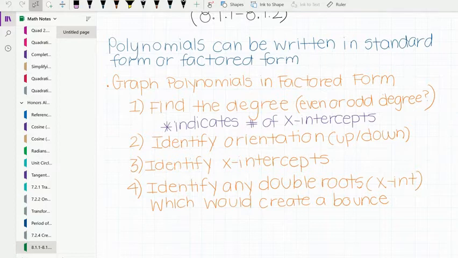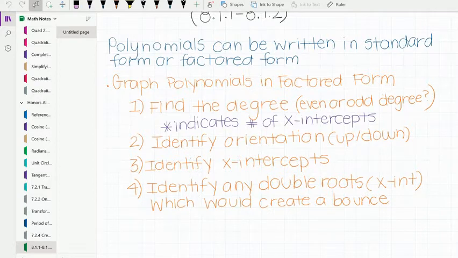Number 2, identify the orientation. The orientation just means, is this graph positive or negative? In other words, is it facing upwards or downwards? We can identify that by looking at the a value and seeing if it is positive or negative. And number 3 is to identify the x-intercepts. This should be fairly easy because it is in factored form. Using the zero product property, we set it equal to 0, and then you just set each factor equal to 0 and solve.